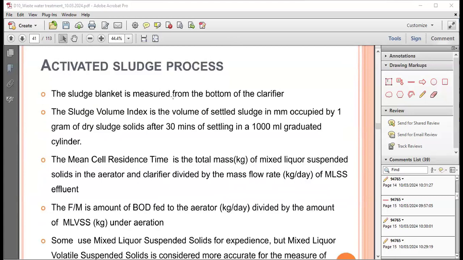Sludge blanket is measured from the bottom of the clarifier. The sludge volume index is the volume of settled sludge in milliliters occupied by 1 gram of dry sludge solids. So you have to understand the sludge words. What's the actual meaning of the word? We say sludge.